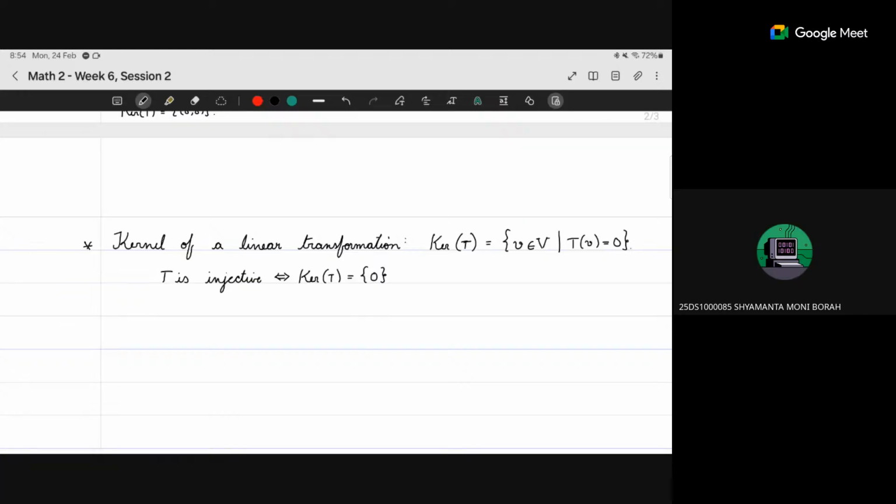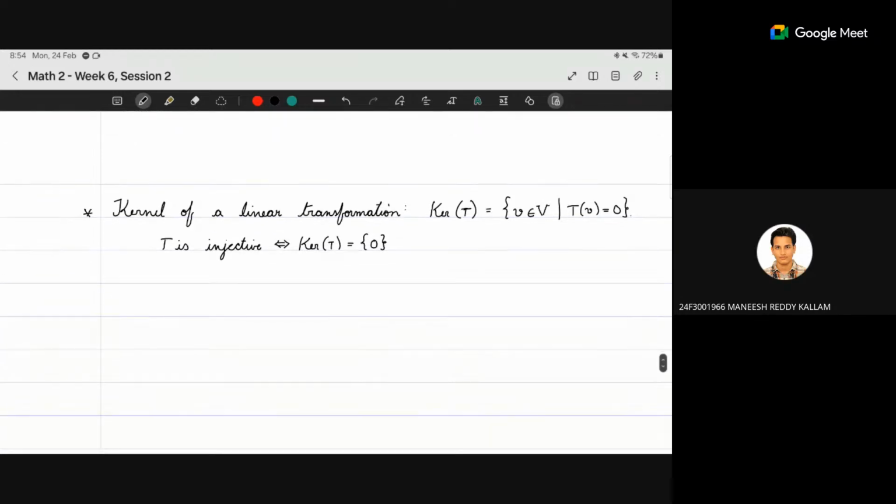Is that fine? Yes, sir. So if it is not a singleton set, then it's not injective. Yes. In fact, it cannot have, let's say, 2 elements or 3 elements. It is either a singleton or it will have infinitely many elements, because it's a subspace.